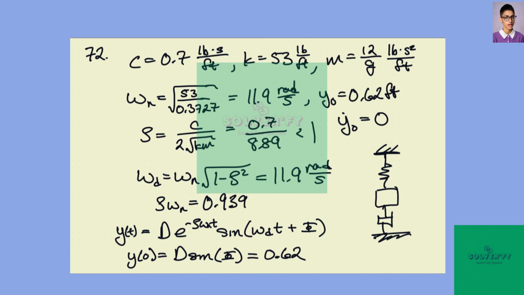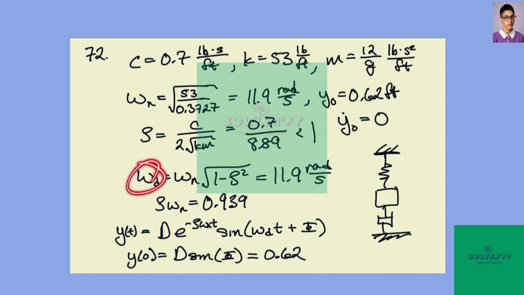We are told that this system was given an initial displacement of 0.62 feet and then released from rest, so the initial velocity is 0. Now, the damping ratio is c divided by 2 times the square root of km, and that's 0.7 divided by 8.89, and that's obviously less than 1. So this is an underdamped system.